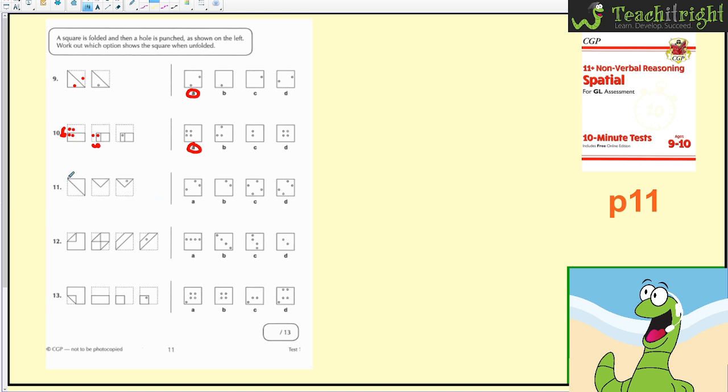So again, you can see this has got 2 folds. We folded along here initially in half, and then it's been folded again to create like a quarter. And so if we were to take this dot and put it in the same place, we'd get a dot here.